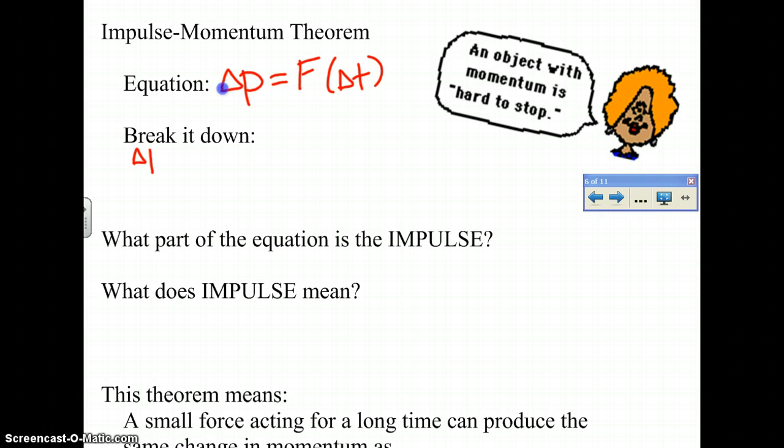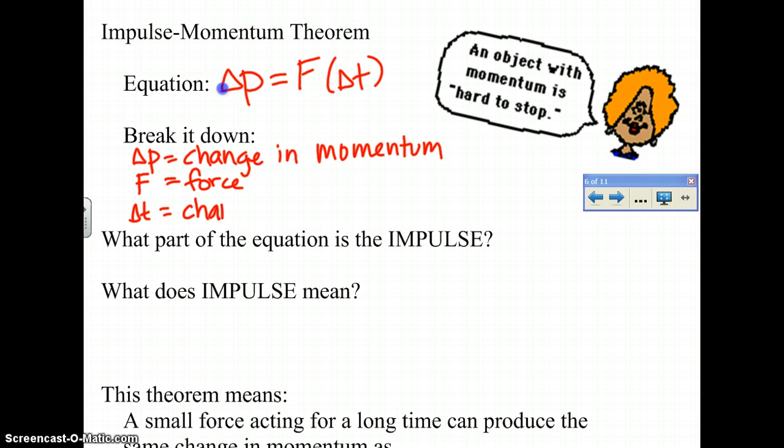So breaking it down, delta p stands for change in momentum, and F stands for force, and delta t stands for change in time. Okay, time is measured in seconds. Force is really in Newtons, but we don't want derived units. That's just too simple, right? So we don't want Newtons. We want kilograms times meters per second squared. Yes, kilograms times meters per second squared.